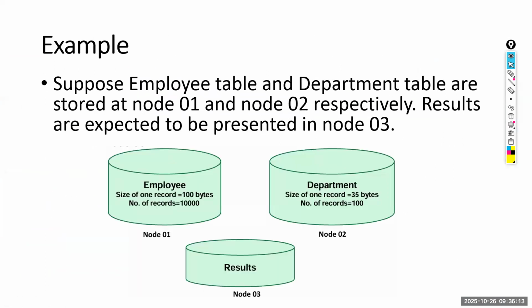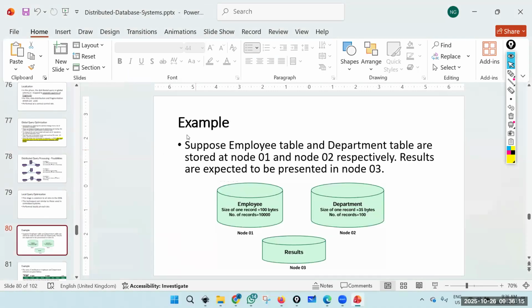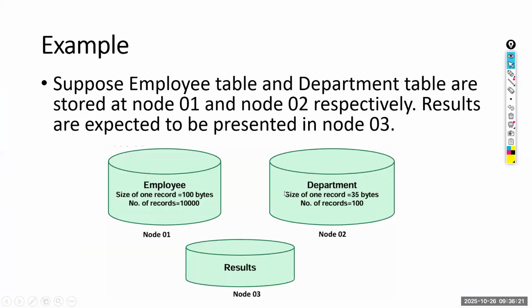Right. So this is an example. Pay a lot of attention to this one, because there are past paper questions pretty much similar to this. This is directly from your UCSC slides. So read the question very carefully. Almost every year there's a question like this. Suppose employee table and department tables are stored in node 1 and node 2 respectively. So node 1 has the employee table, node 2 has the department table.